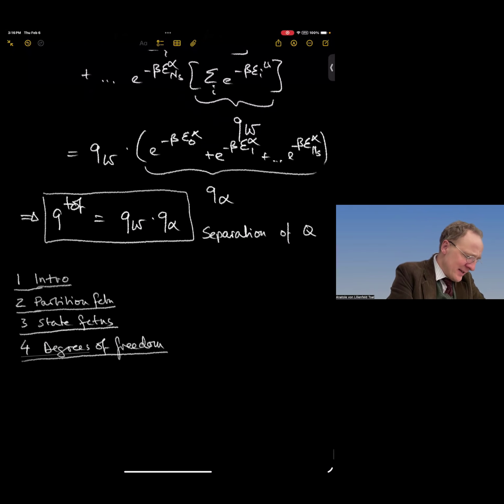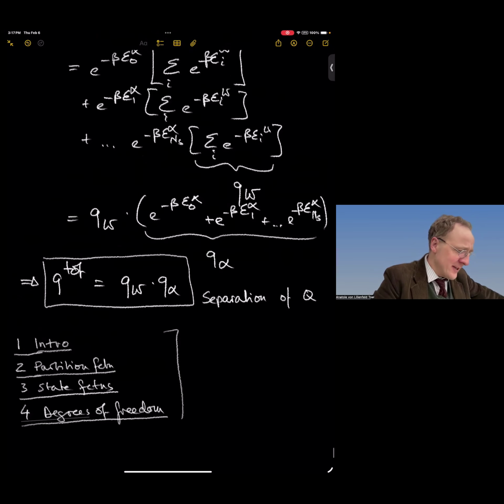So just as a reminder, here's again our table of contents so far. We went through the introduction. We introduced the partition function using Boltzmann's simple arguments. We then considered a whole bunch of state functions, lastly, the entropy. And we are now in the fourth chapter where we are discussing the various degrees of freedom, in particular with respect to energetically different modes, and how they contribute to the partition function.